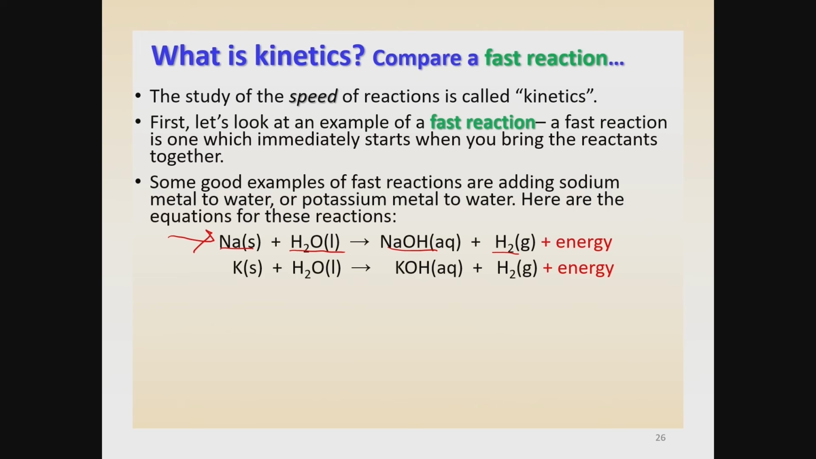So another reaction that's fast is a very similar reaction where you drop the metal potassium into water. Now, potassium is, you might recall, the element that is right underneath sodium in the periodic table. So it's in group 1, it's an alkali metal, just like sodium. And it will also react with water. And when it does, it produces potassium hydroxide and hydrogen gas.